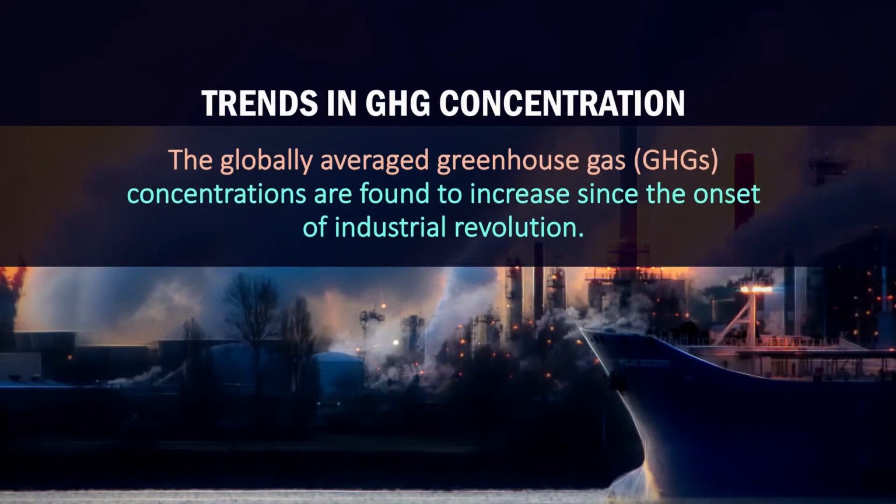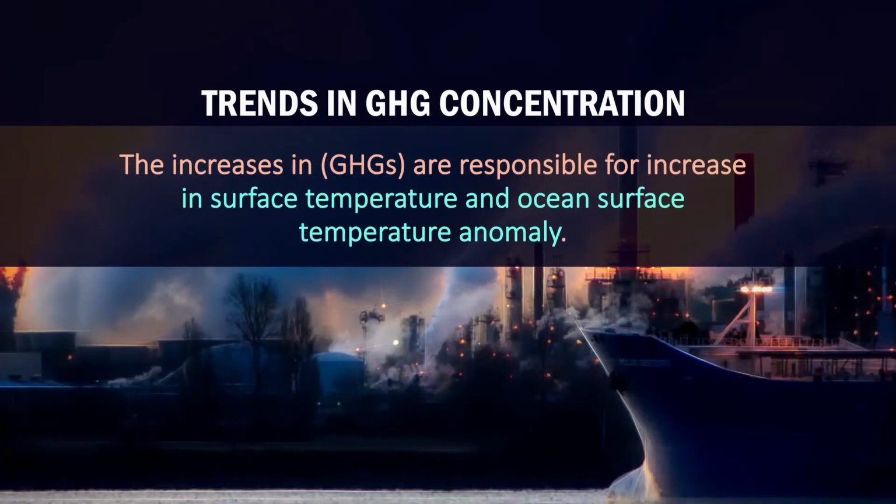The globally averaged greenhouse gas concentrations are found to have increased since the onset of the Industrial Revolution. That is a very significant point we need to take into account, and it has been proved beyond doubt. The increases in greenhouse gases are responsible for increasing the surface temperature. Over the last century or two, the surface temperature has increased by 1 degree centigrade, and it is because of the increase in greenhouse gases. So it has now been proved beyond doubt that human actions are responsible for causing climate change, and it's a very significant point we need to take into account.